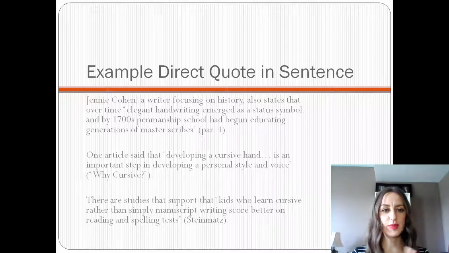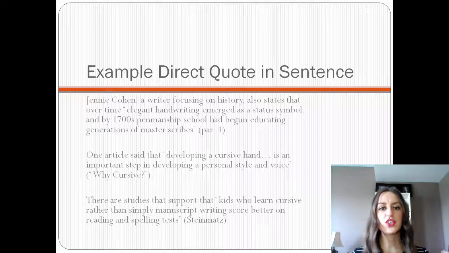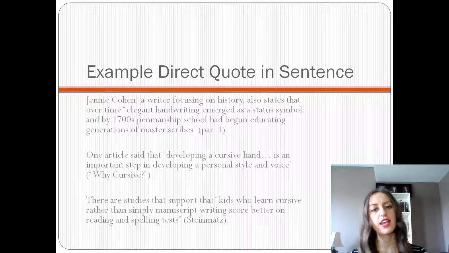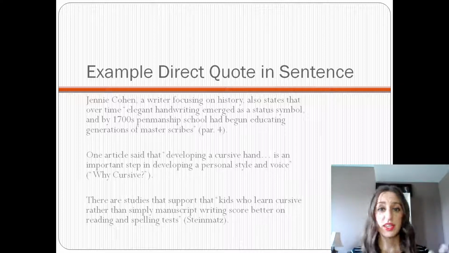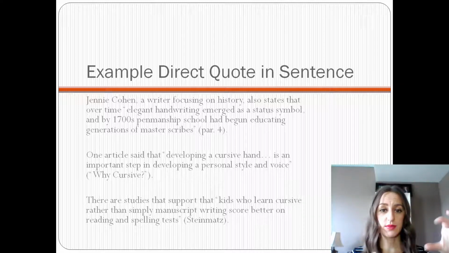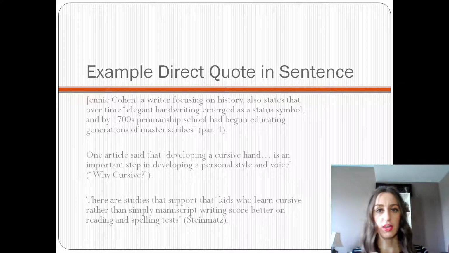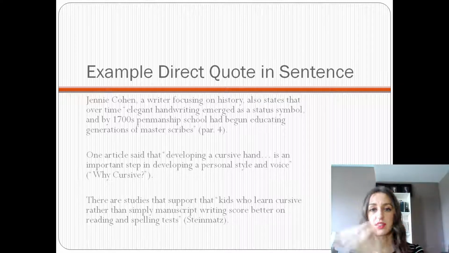So this first example, you can see here, she's incorporating a direct quote into a sentence. Jenny Cohen, a writer focusing on history, also states that over time, elegant handwriting emerges as a status symbol. And you see the quote marks there when she moves into quoting word for word from her source. You'll notice there's no end punctuation, or there's no comma or anything before time. That's because in the grammar of the way that this has been structured, it flows right in. It is just part of the sentence, okay?